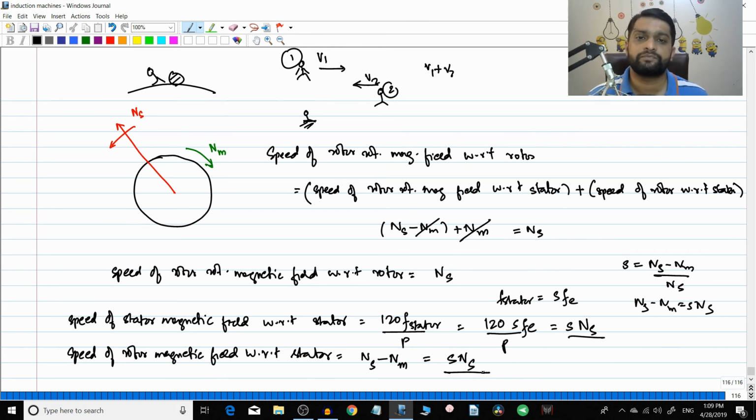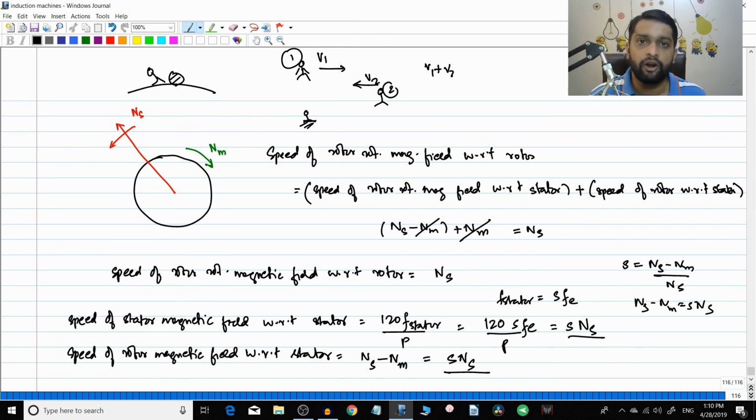Okay, so these both magnetic fields are stationary with respect to each other, and this is very important. And these are not only stationary, you should remember that they are rotating, okay, but they are stationary with respect to each other. That is the important point, and that is very much required for the torque production of an induction motor.